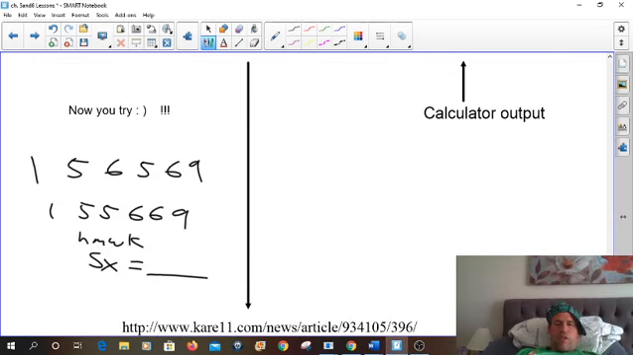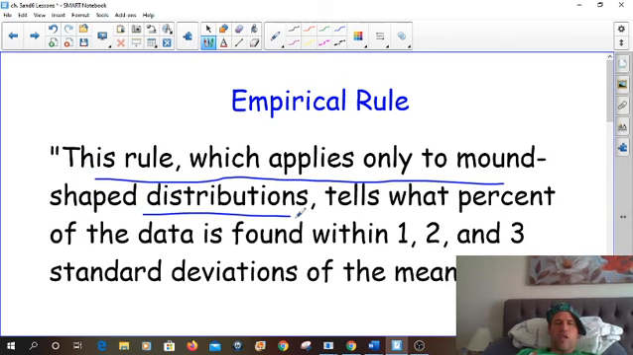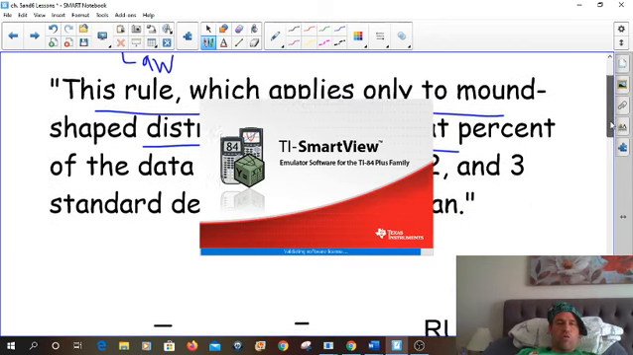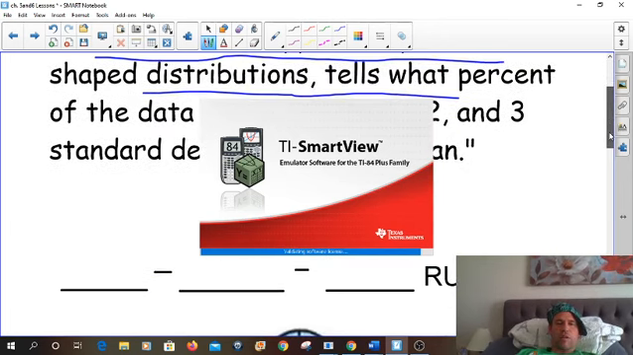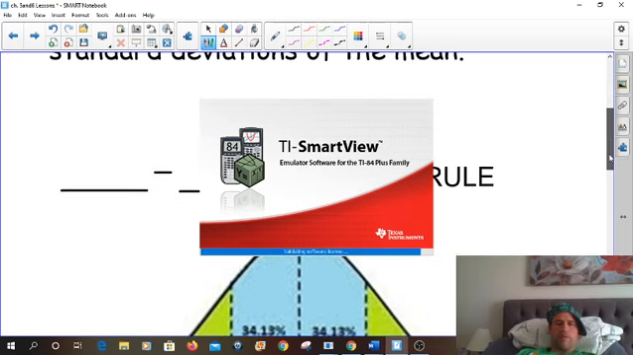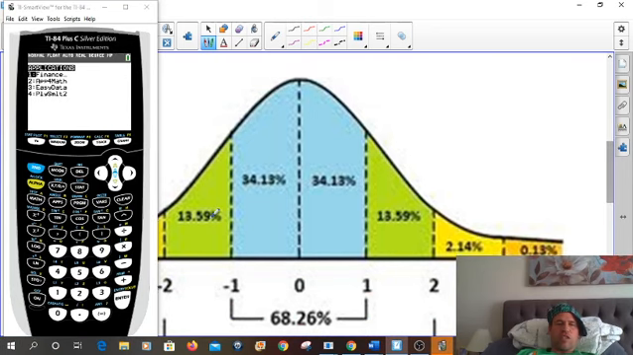Okay, so while that's loading, let's talk about the empirical rule. This rule, which applies to only mountain-shaped distributions, tells a person the data is found within 1, 2, and 3 standard deviations of the mean. Hint, hint, vocabulary test. So it's basically a rule, a law to memorize that talks about the standard deviations.